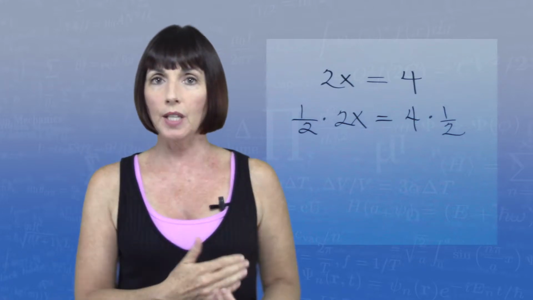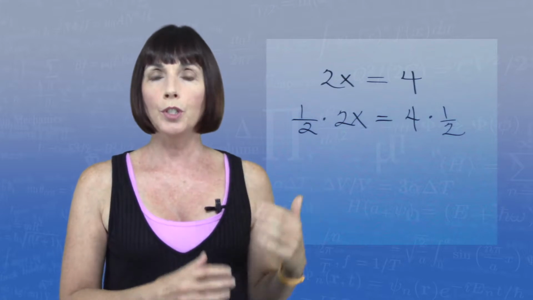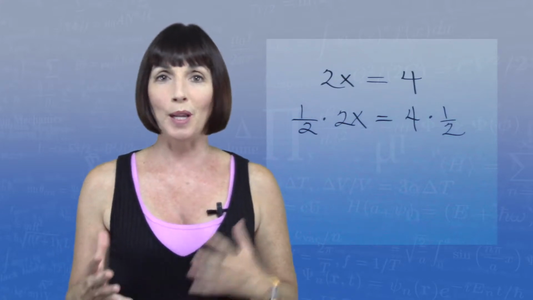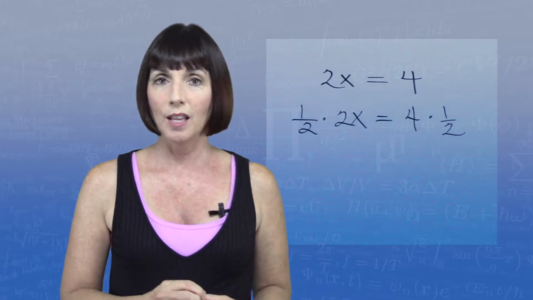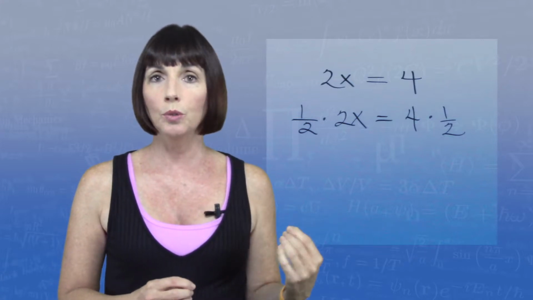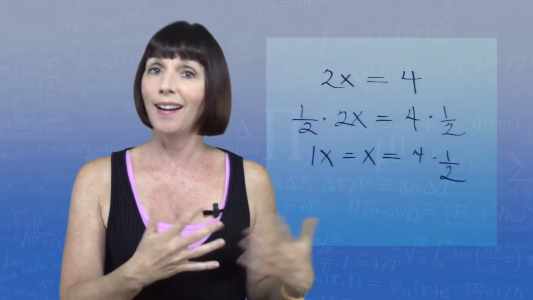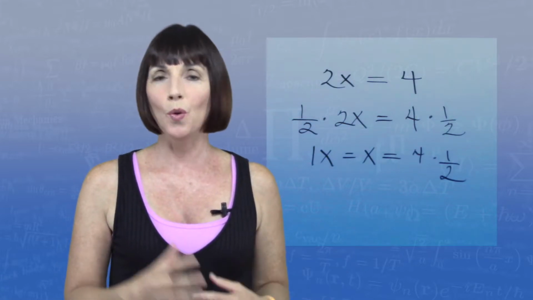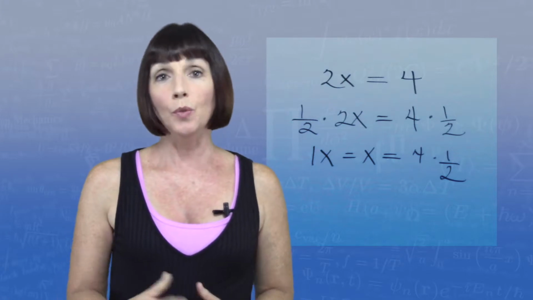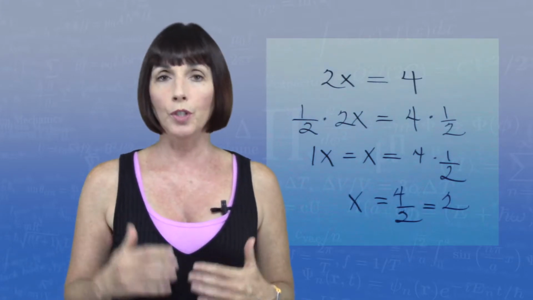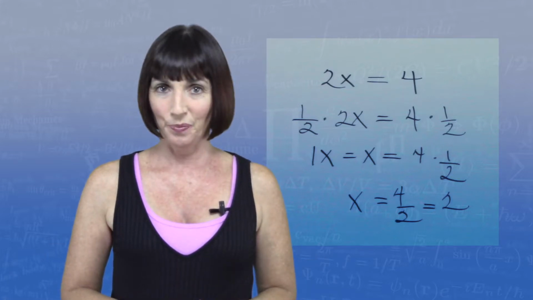Okay, let's look at the left side of the equation. 1 over 2 times 2x. Now, we know that when we multiply a number by its reciprocal, we get 1. So 1 over 2 times 2 is just 1. So we have 1x, or x, is equal to 4 times 1/2. So if we simplify the right side of the equation, we have x equals 4 over 2, x equals 2.